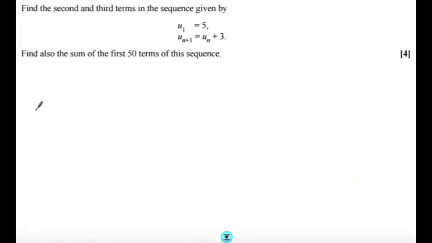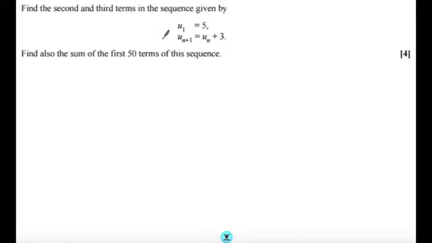So the next three are all exam questions, and just to give you a sense of some of the notation, the kinds of things they're going to ask you, these are all section A questions. The section B ones tend to be geometric, but you can find some arithmetic. So the second and third terms in the sequence are given by u1 is 5 and un plus 1 is un plus 3.